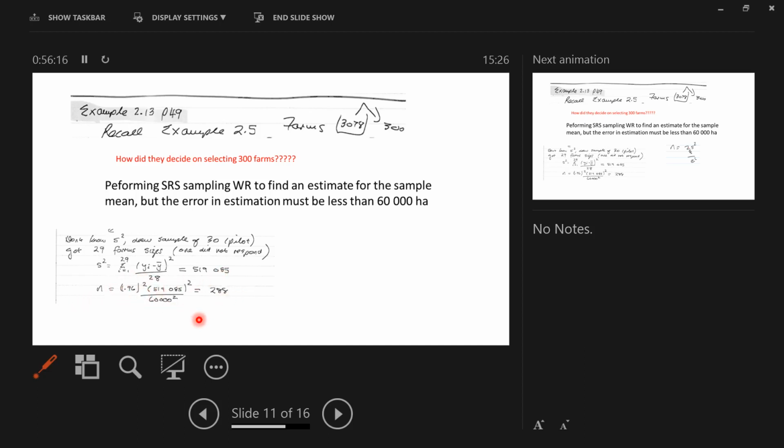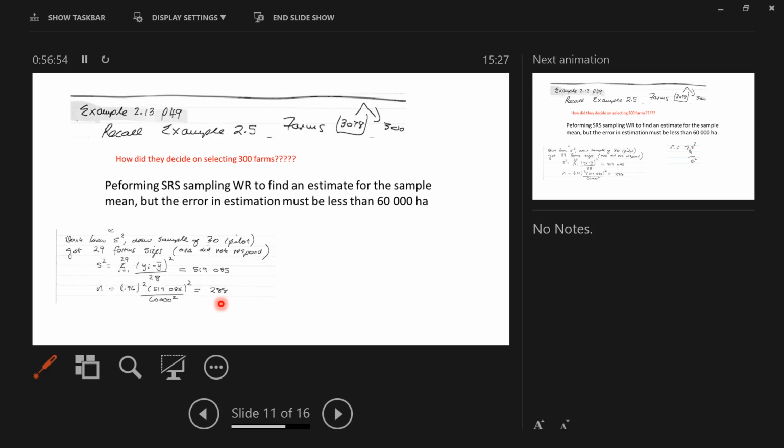What it means is if you want to estimate, like we do here, to work out the total, using simple random sampling with replacement, this is the formula that links error and n. And we solved for the n, and putting all that in from our pilot sample, which had 519085 as my s squared, I work out n is 288. But I had to have a pilot sample, and I had to know 60,000 is the maximum error he's happy with. And I said, you better sample at least 288.